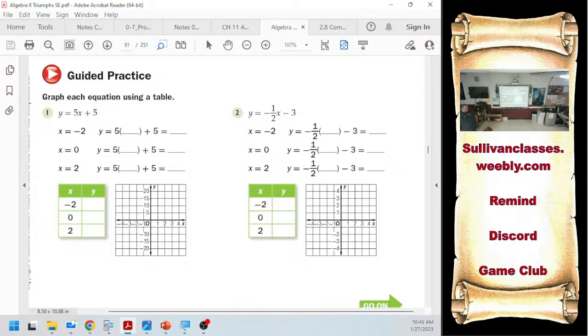Now I'll plug in a 0. What's 5 times 0? 0. Plus 5. 5. So now I'll go graph the coordinate 0, 5. So it's going to be straight up. 0, 5.